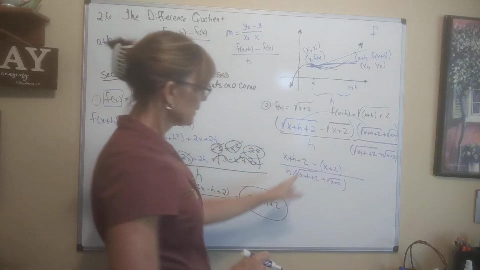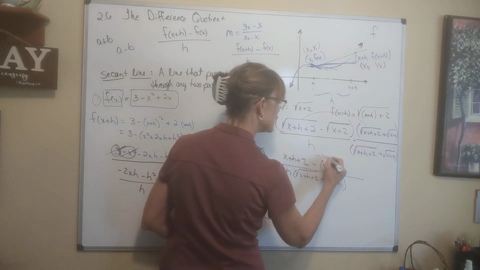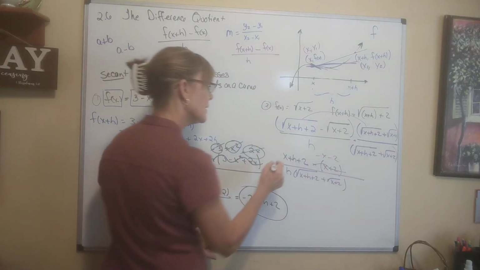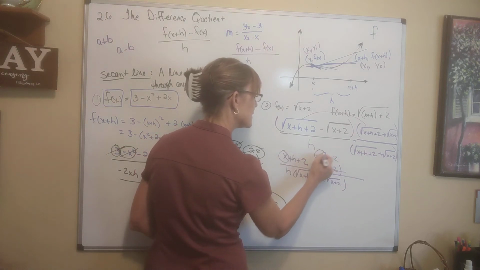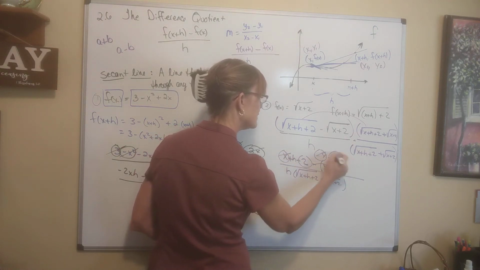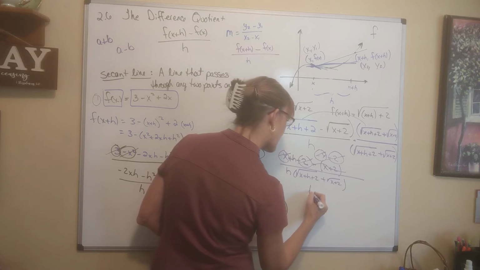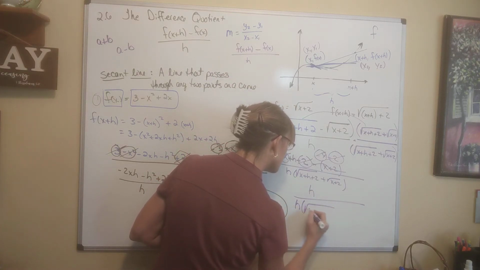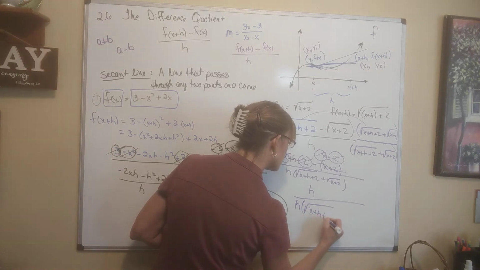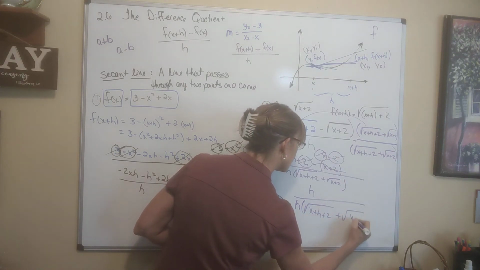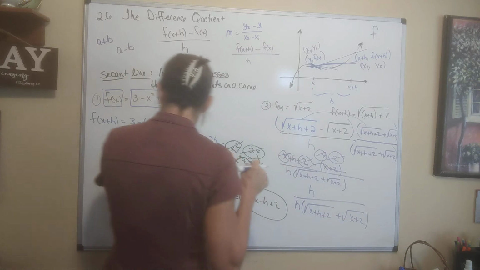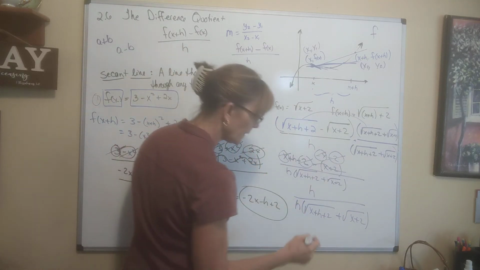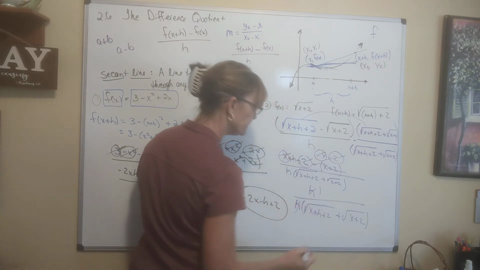All right, let's distribute that negative. This is going to be minus x minus 2. Let's collect like terms. x minus x is a 0. 2 minus 2 is a 0. And we're left with the h over h times the square root of x plus h plus 2 plus the square root of x plus 2. Excuse me. These h's cancel.